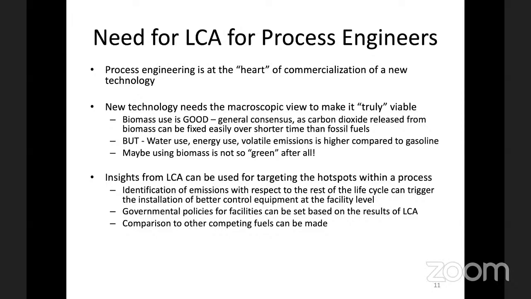Governmental policies for facilities can be set based on the results of a life cycle assessment, and comparison to other competing fuels can be made. So these are some of the major benefits of having knowledge and insights from life cycle assessment.